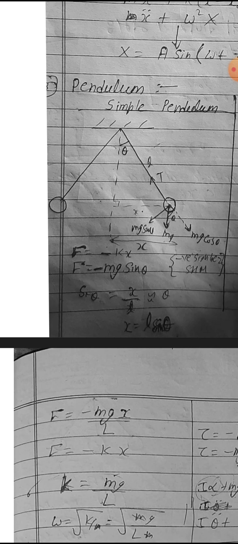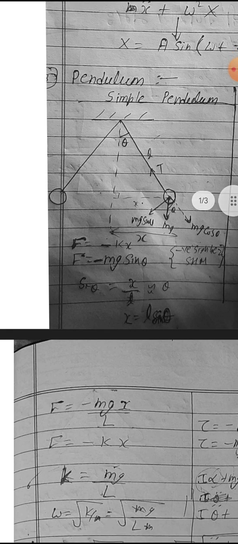So there would be a tension in the string, and that tension is balanced by, how will we balance that? We will resolve mg into two components. So we got mg cos theta balancing tension, and mg sin theta is responsible for the SHM motion, right? So here, which is responsible for SHM? Mg sin theta.